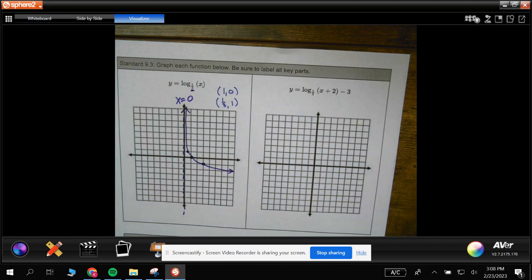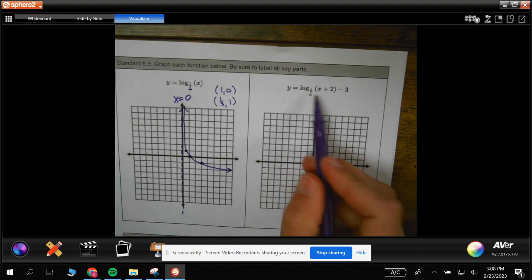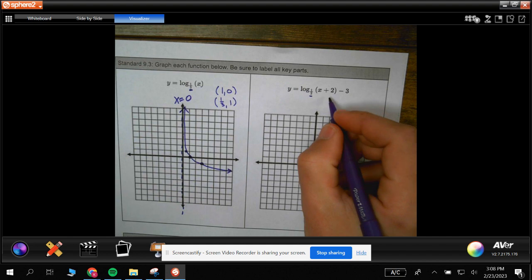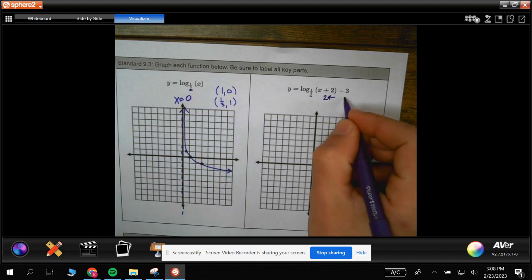There's my graph of log base 1/3 of x. All right. Now my next one here, same base, but this time I've got an h and a k. So what does the +2 mean? That means I'm going to go 2 to the left. The -3 means I'm going to go 3 units down.